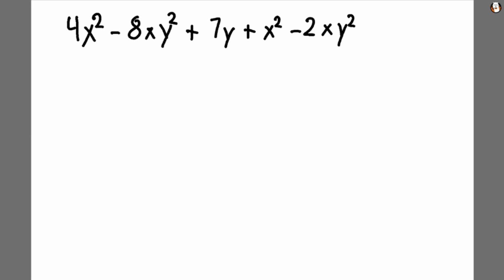Guys, today this video is going to be about simplifying algebraic expressions. Now, simplifying algebraic expressions is really just about combining like terms. And like terms are basically the exact same variables raised to the exact same power, but with different coefficients.